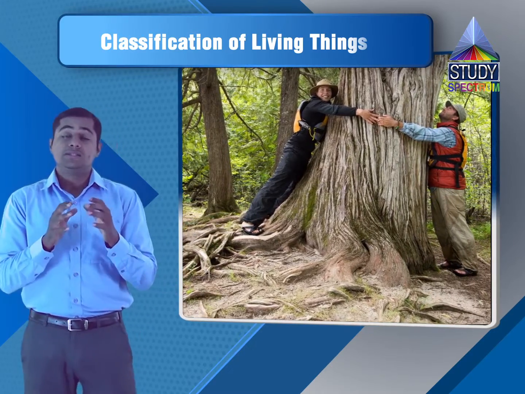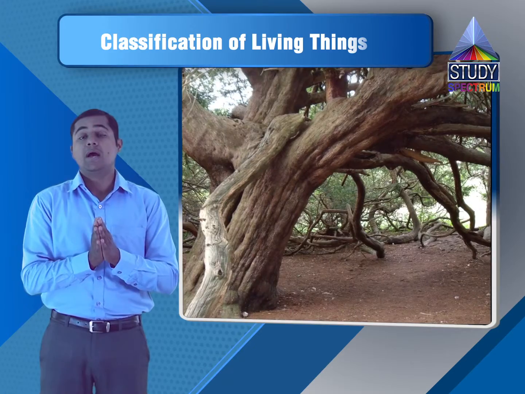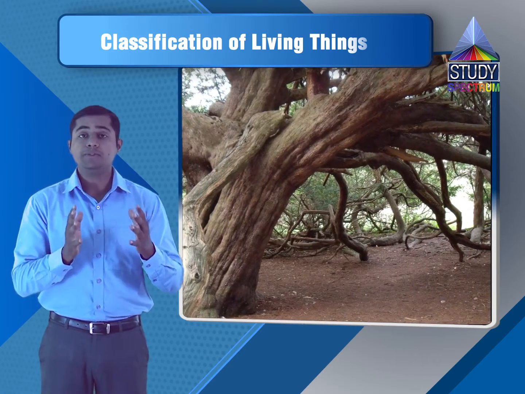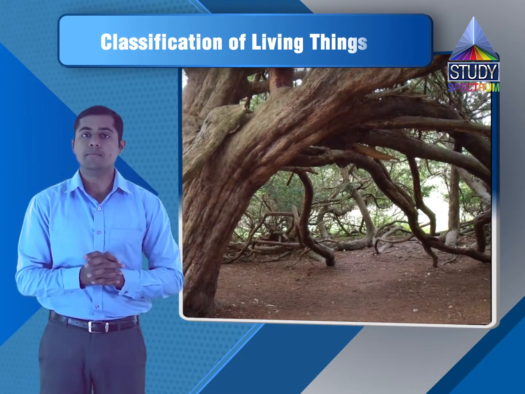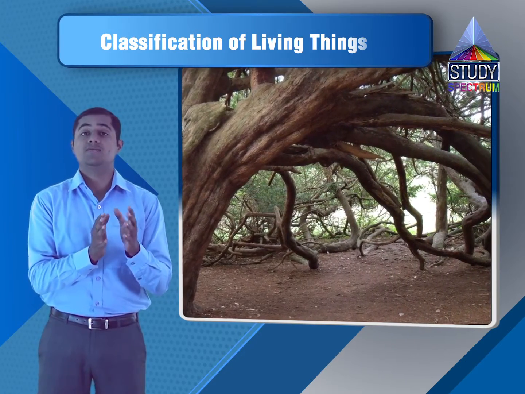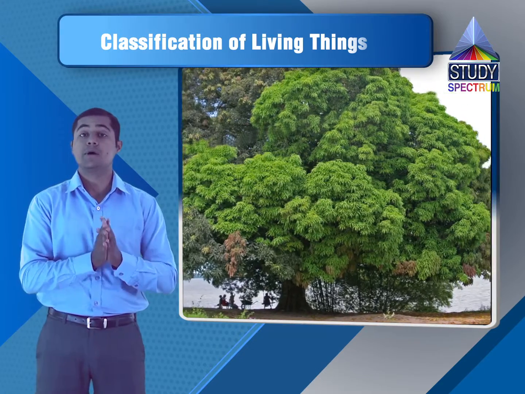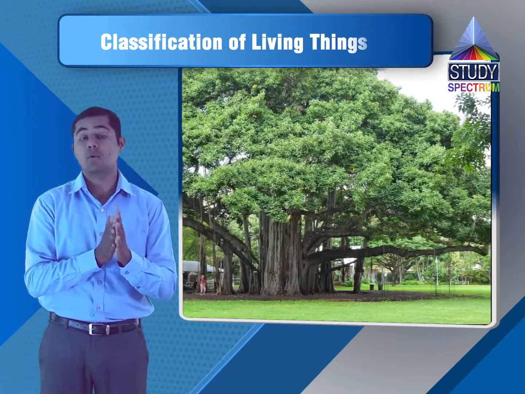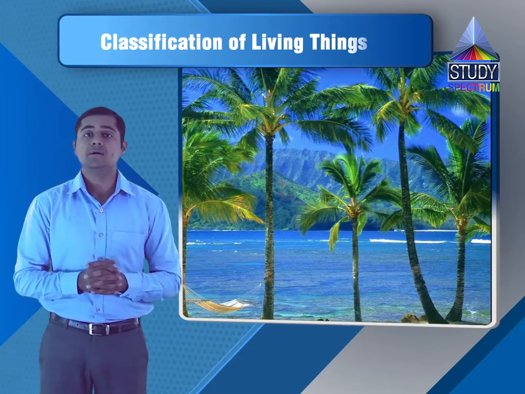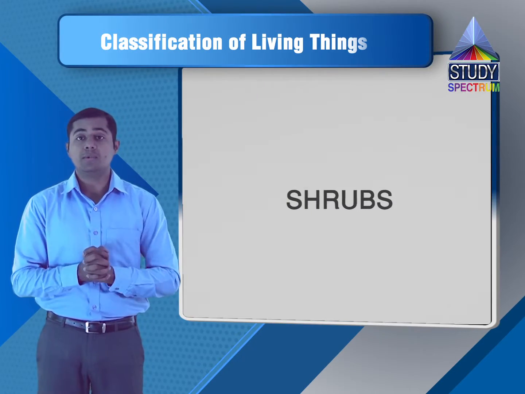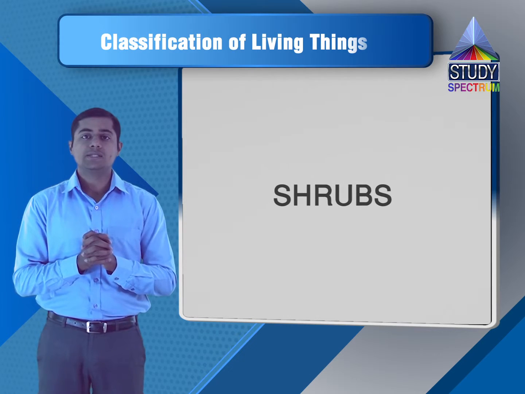So, the trees, the plants which are very much big in size, having a very hard and strong stem, those are classified in this group. For example, mango, banyan tree, guava tree, coconut tree. Now let's see the next type, that is a shrub. What do we call as a shrub?